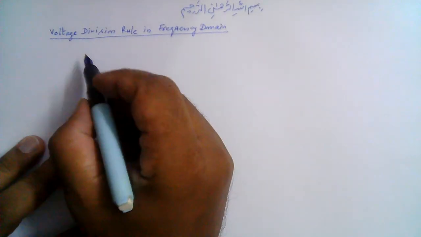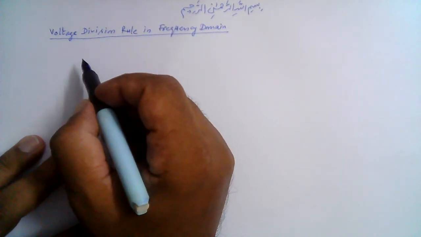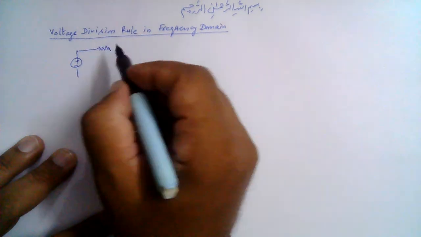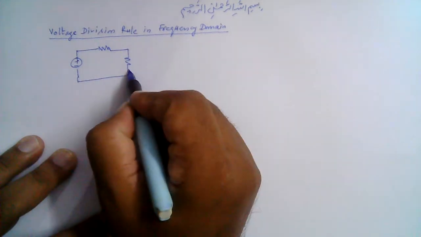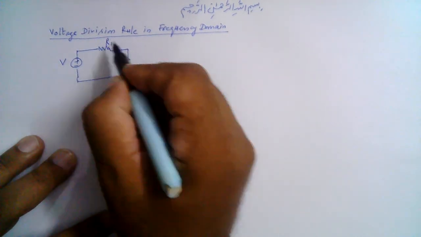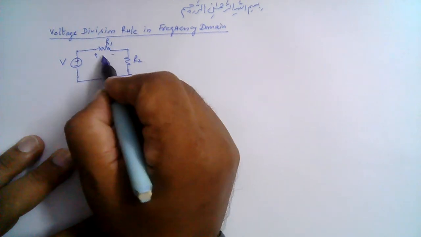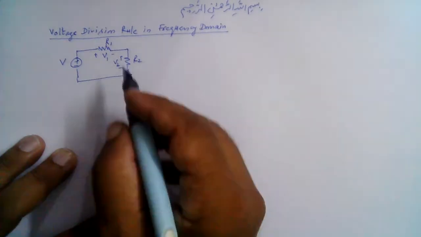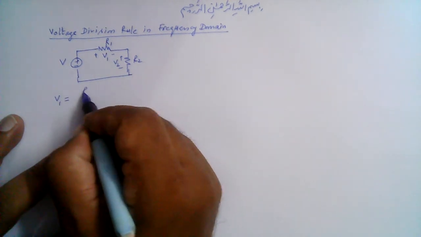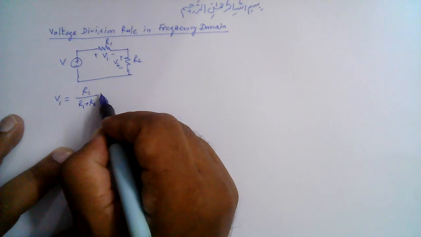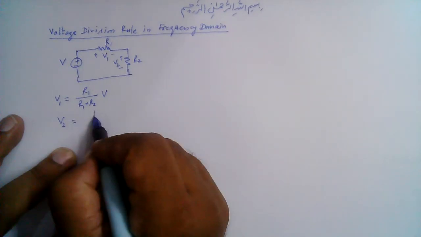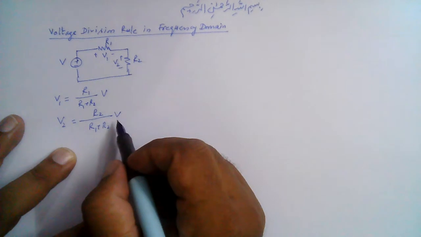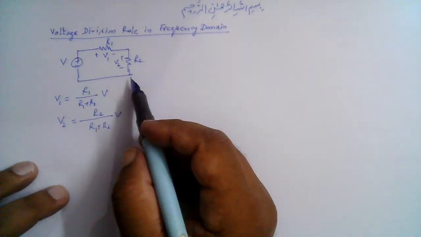So for resistive circuits using a DC source, we know that, for example, if a DC source V is connected to two resistances R1 and R2 in series, and the voltage across R1 is V1 and across R2 is V2, then V1 is equal to R1 divided by R1 plus R2 multiplied by V, and V2 is equal to R2 divided by R1 plus R2 multiplied by the value of this voltage source V. So this is for resistive circuits using a DC source.